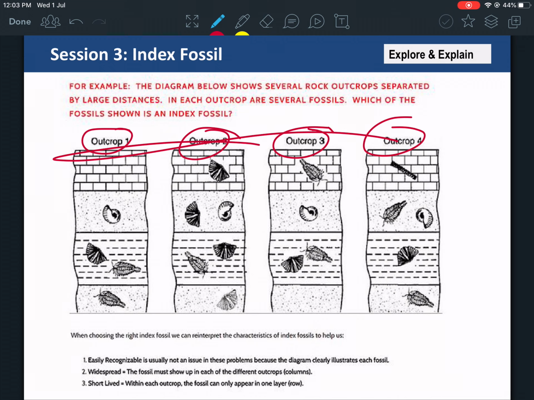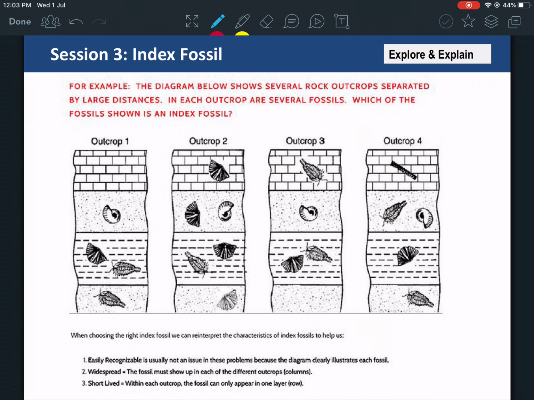So these are different areas. I keep having trouble with the eraser.